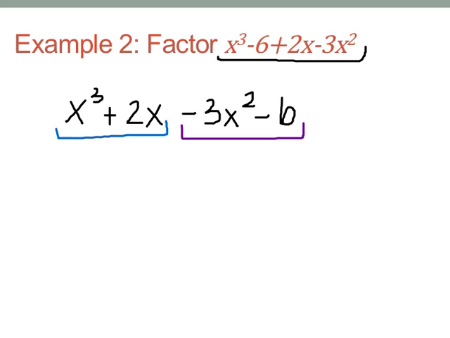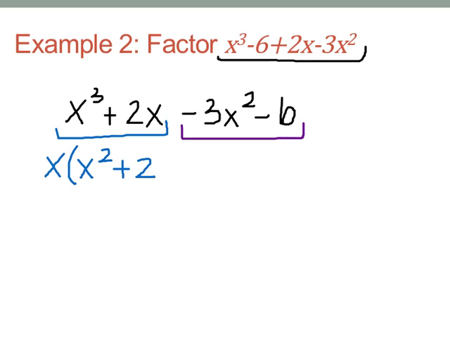If I were to reorder the polynomial as x cubed plus 2x minus 3x squared minus 6, notice the way I've grouped them. I do have a GCF that works for x cubed and 2x, and that GCF would be x. So let's go ahead and factor that first group. If I take out the x, I'm left with x squared plus 2.